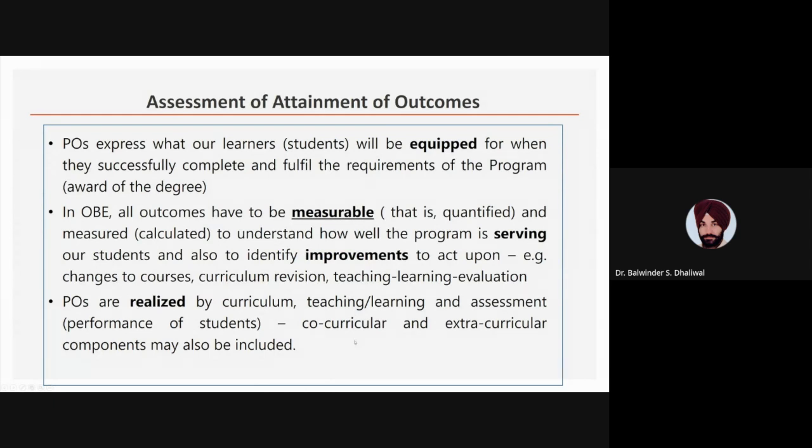POs are realized by curriculum, teaching learning, and assessment. These are three important parameters of any program. What is the curriculum, how is that curriculum implemented using teaching learning processes, and how is the assessment done. These three are the major parts of this OBE framework. This also includes co-curricular as well as extracurricular components, so we need to include various other teaching learning activities and curriculum activities.